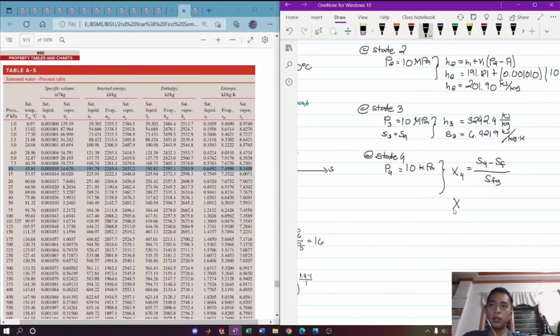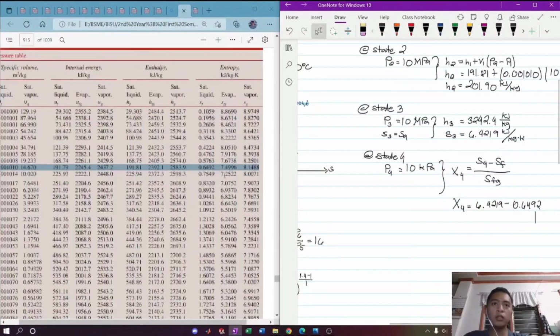Plug in na dito sa values. So ang atong SF4 is 6, S3 is equal to S1 man kaya in isentropic, constant entropy. So 6.4219 minus SF is 0.6492. Maklaro ba? Okay.